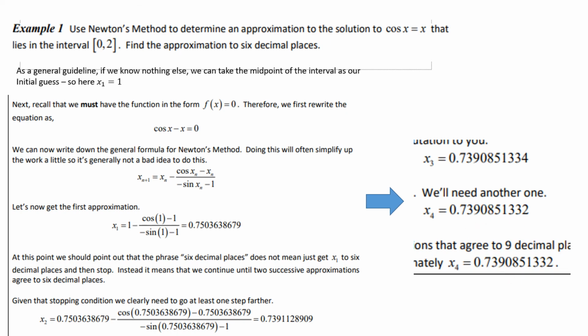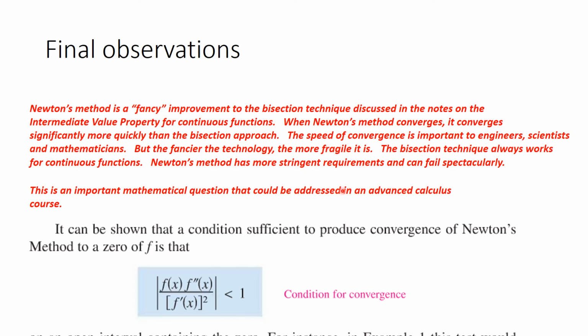Anyway, they agree significantly. Some final observations then. Newton's method is a fancy improvement to the bisection technique that we discussed previously in these notes during the intermediate value property for continuous functions. When Newton's method converges, it converges significantly more quickly than the bisection approach. The speed of convergence is important to engineers, scientists, and mathematicians. But here's a general truth: the fancier the technology, the more fragile it is. The bisection technique always works for a broad class of functions called continuous functions.